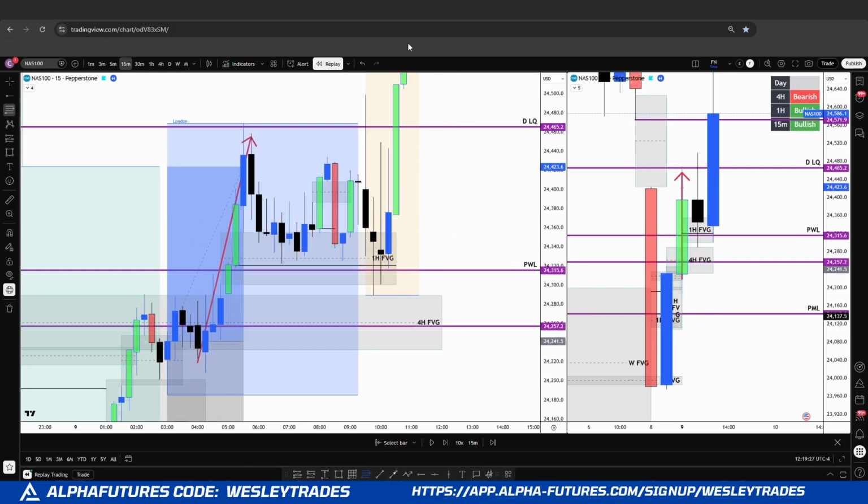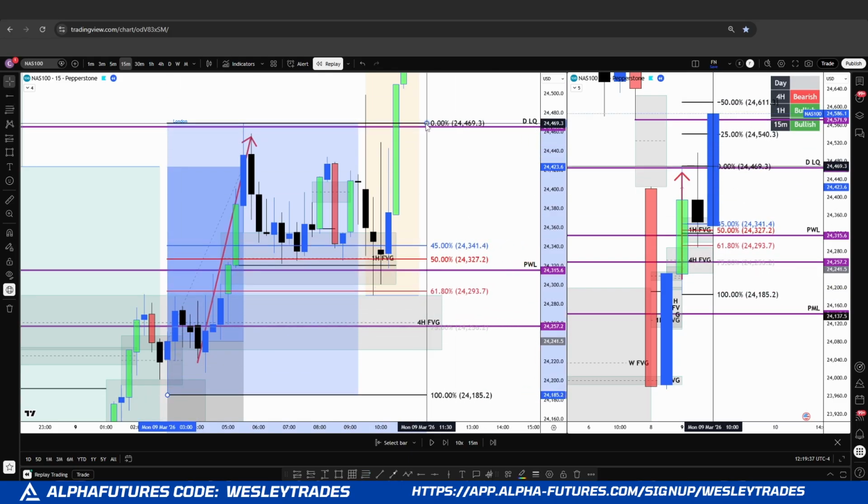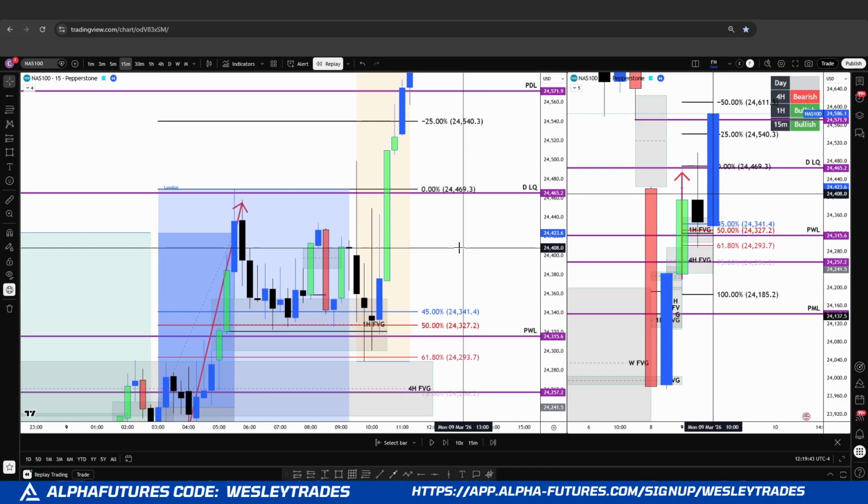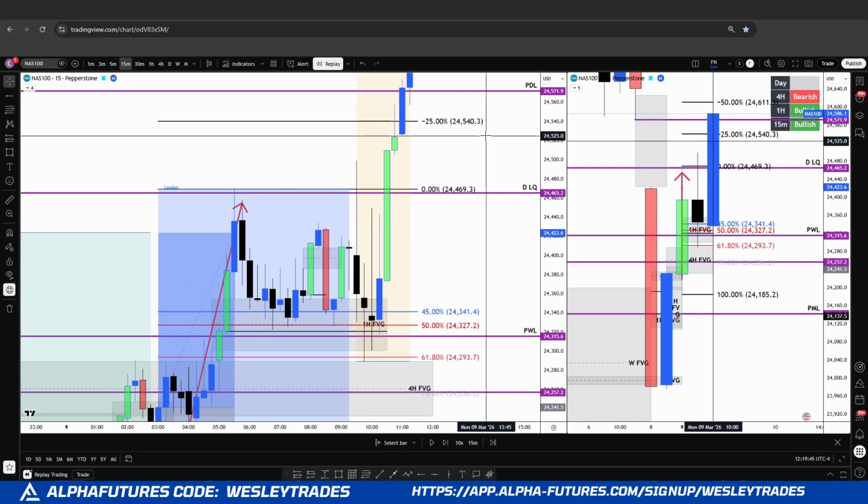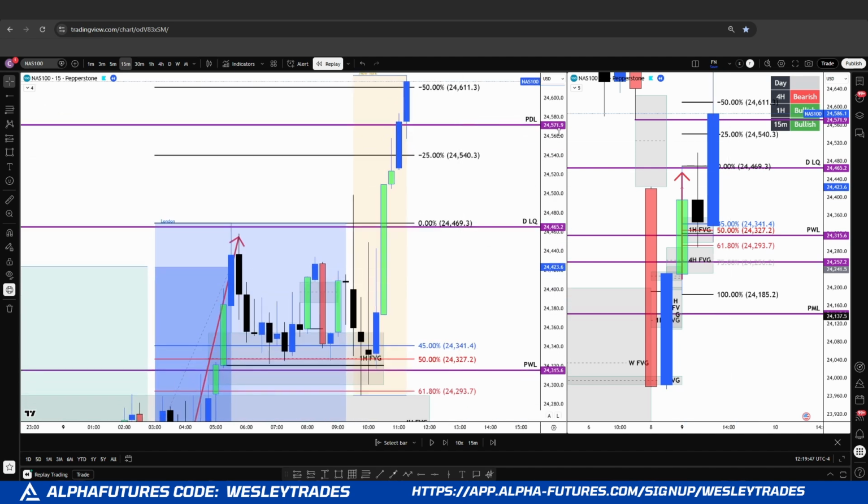So you could have also looked at it this way. Some people that use the Fibonacci tool on the lower time frames to look for entries could have used it from the low to the high of the London session and said, oh my goodness, we have a 61.8% Fibonacci retracement. And we start going up from there. This is absolutely insane.